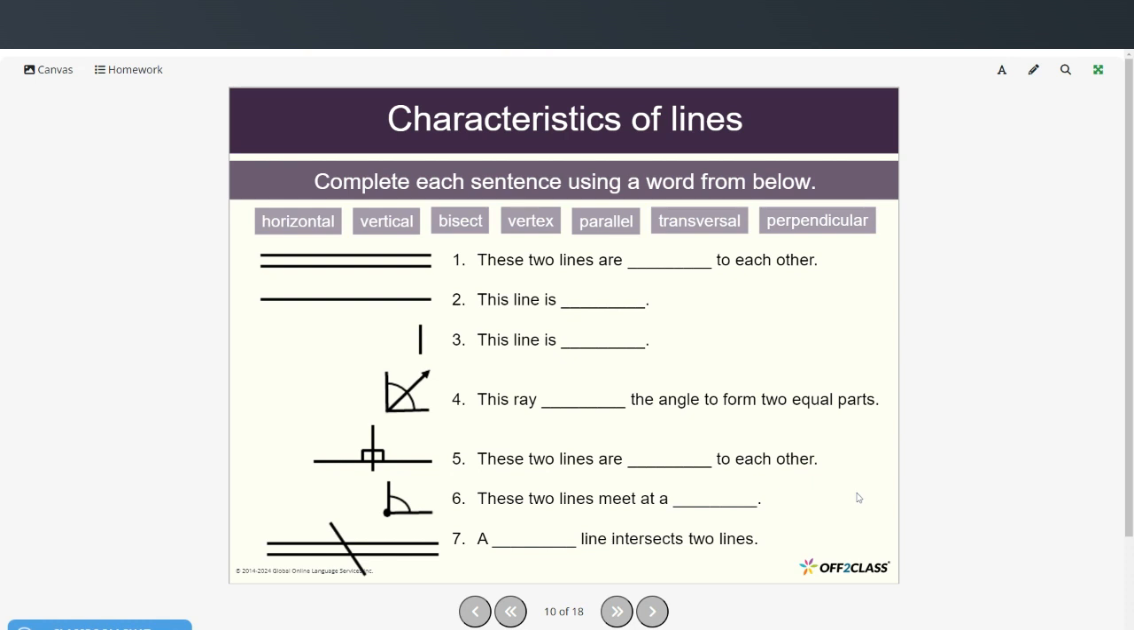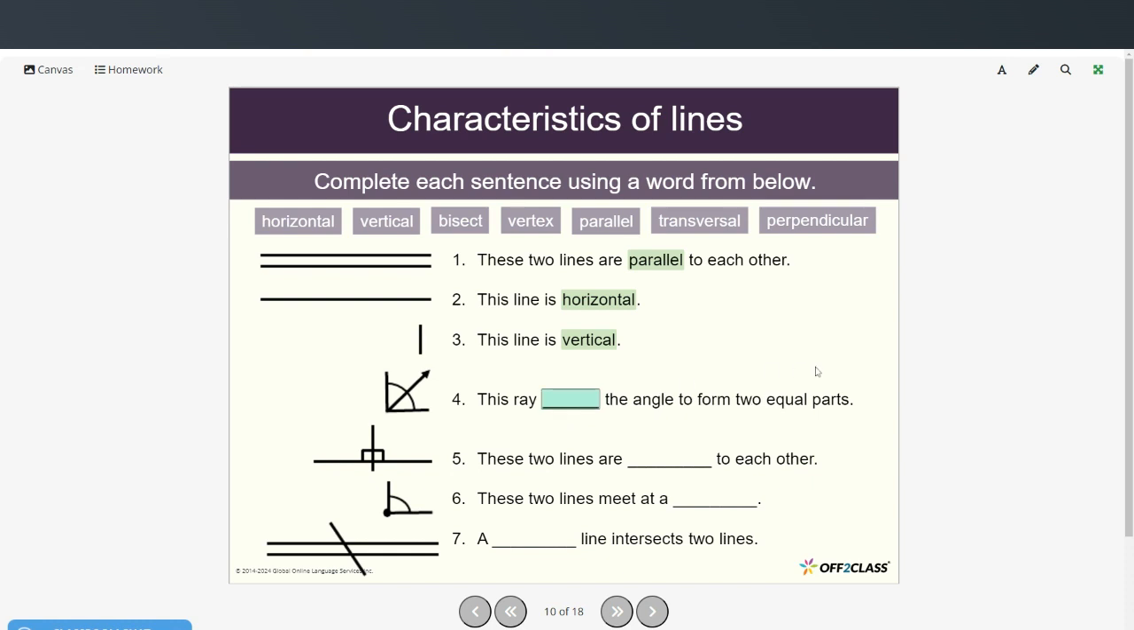All right, so the characteristics of lines. It says complete each sentence using a word from below. So go ahead and try those on your own and then restart when you're ready to check your answers. So these two lines are parallel to each other. This line is horizontal. This line is vertical.